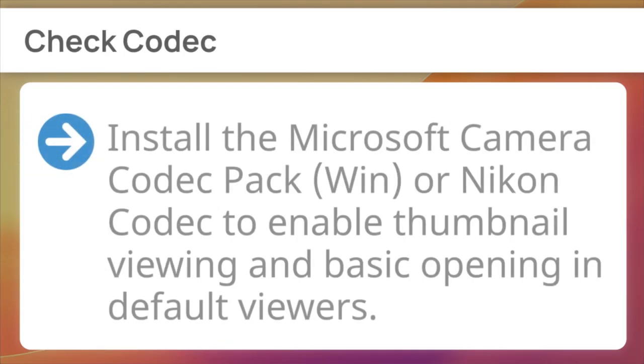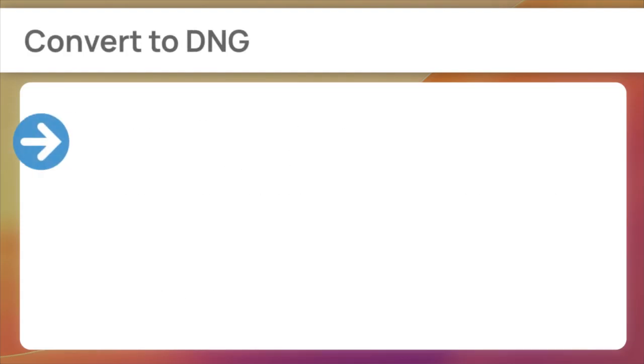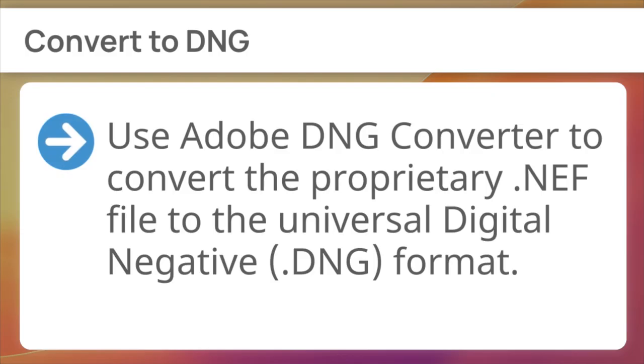Next, check codec. Install the Microsoft Camera Codec Pack, Win, or Nikon codec to enable thumbnail viewing and basic opening in default viewers. Finally, convert to DNG. Use Adobe DNG Converter to convert the proprietary .NEF file to the Universal Digital Negative .dng format.